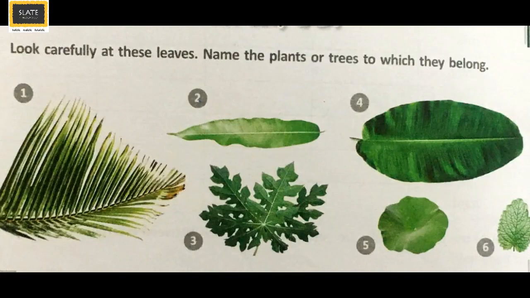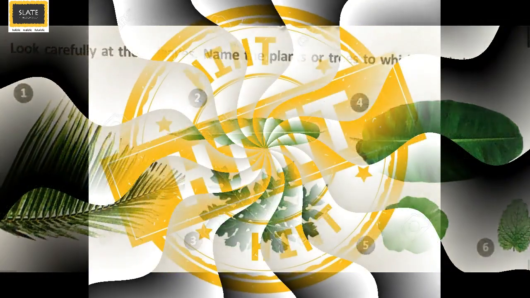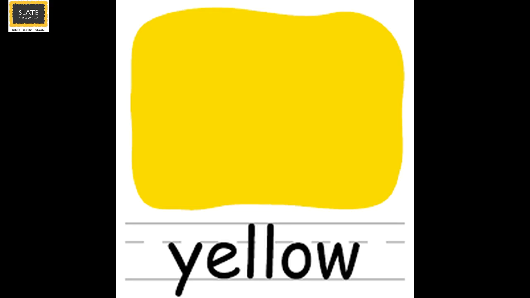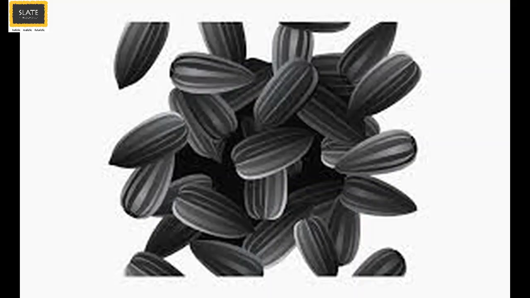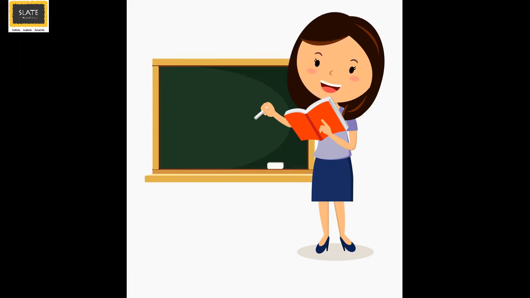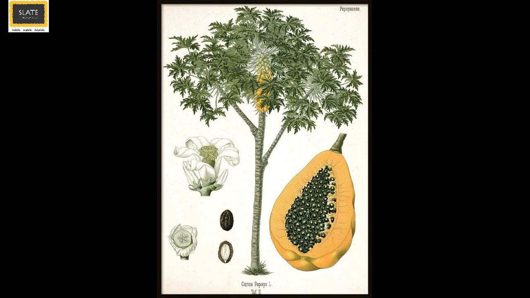Let's look at the third leaf. This leaf branches out into many different leaves. I will give you a hint for this one. This plant gives us yummy fruit which is yellow in color and has black seeds in it. Did you guess it? Very good. Papaya plant.